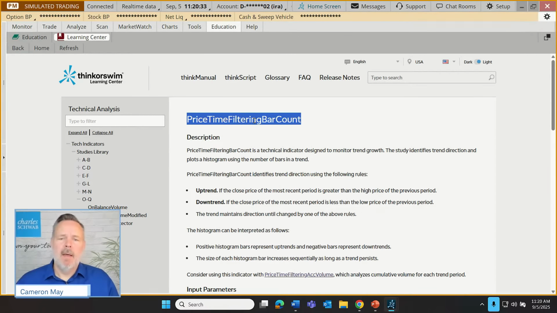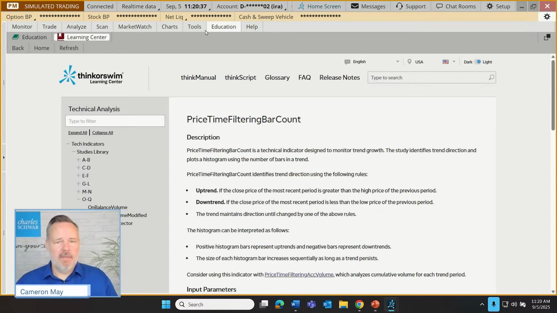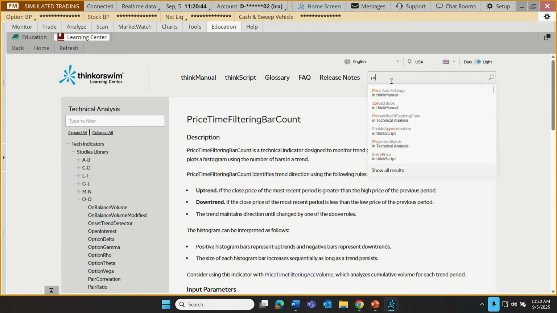All right. But you've seen how it looks. And by the way, to find this definition, you go to Education, go to Learning Center, and then just do a search right up here. You type in something like price, time, and it'll find what you're looking for. You just click on that. All right. In any case, that's where we find ourselves.